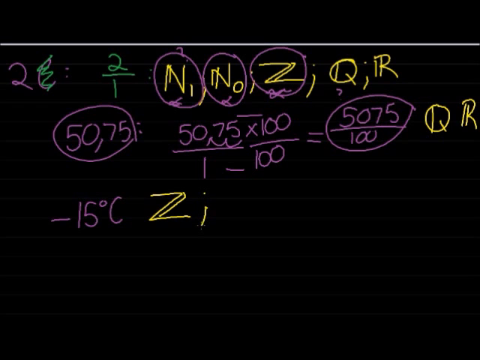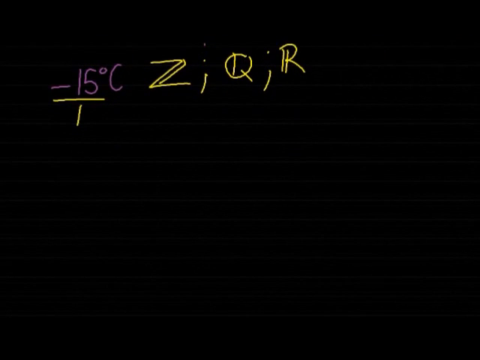And if something is an integer, it can be written as an integer over an integer, because we can write it as negative 15 divided by 1. If it is a rational number, then it's definitely a real number, because it really exists. Okay, that was the negative 15.